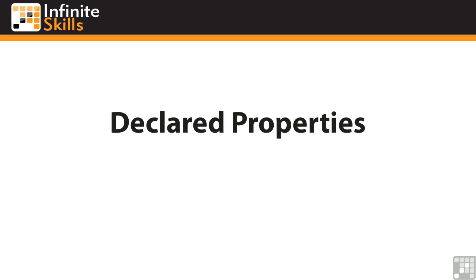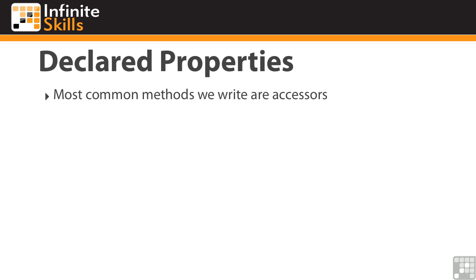In this lesson, we'll discuss a great language feature in Objective-C called declared properties. The most common methods we write are accessors. Objects store data, and we need to give other objects the ability to read and possibly modify that data, but we don't want other objects to directly access our instance variables. Instead, we want to provide accessor methods so we can control how that data is accessed or changed.